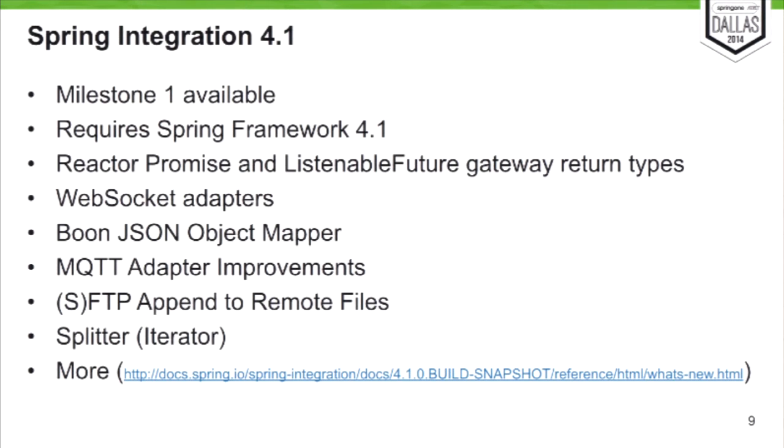So reactor as well. WebSocket adapters, it's still very much in the sort of experimental mode, but building on top of Spring Framework's WebSocket, we now have inbound and outbound channel adapters for WebSockets. Anybody heard of Boon for JSON serialization? This was announced a few months ago. It's a Groovy-based JSON object mapper that has got some significant performance improvements over Jackson. So if you're using JSON transformers, if we find Boon on the class path, then we'll use it, and still continue to support Jackson, of course.